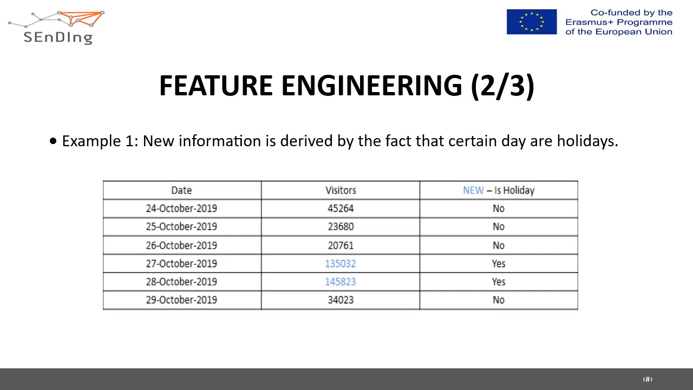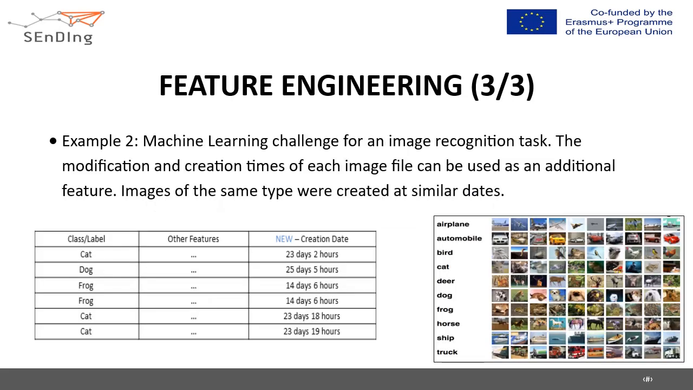Example 1. New information is derived by the fact that certain days are holidays. Example 2. Machine learning challenge for an image recognition task. The modification and creation times of each image file can be used as an additional feature. Images of the same type were created at similar dates.